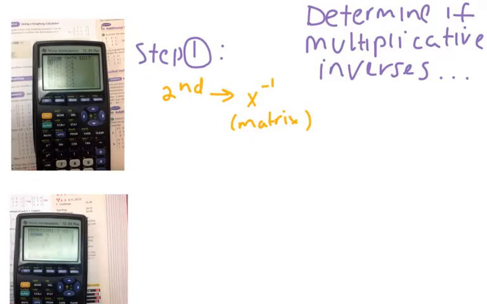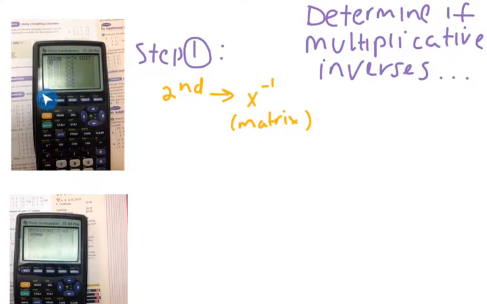Alright guys, let's do an example where I want you to tell me if two matrices are multiplicative inverses of each other. Fortunately for us, we can do that easily on our calculator, with no calculations required. The very first step, I want you to hit second and it's x raised to the negative 1, the inverse. Underneath of it, it says matrix. So hit second matrix, and it'll pull you up to this menu.